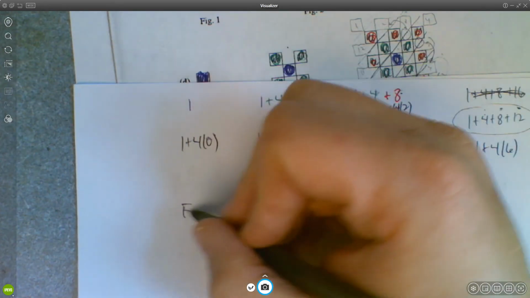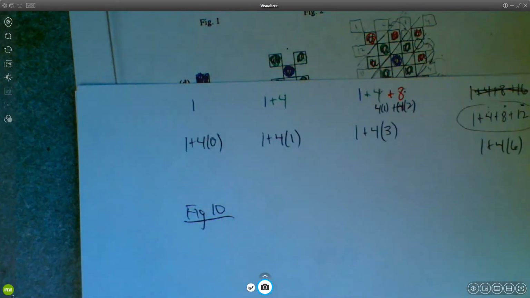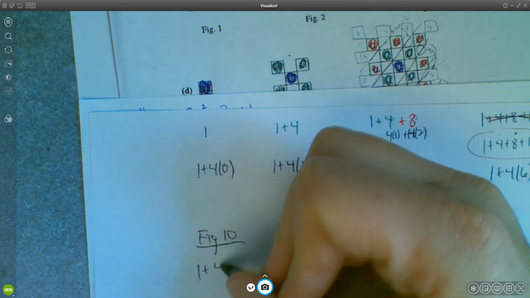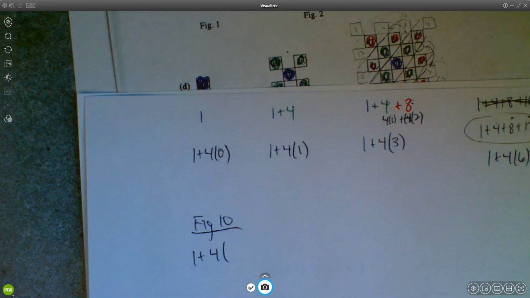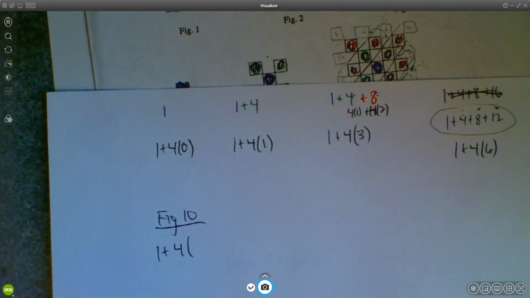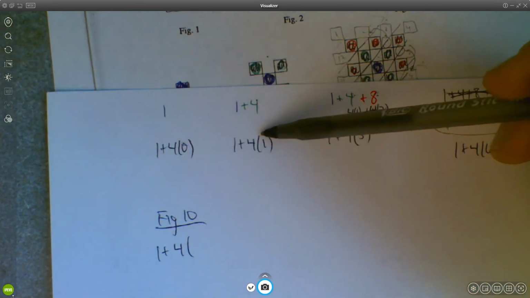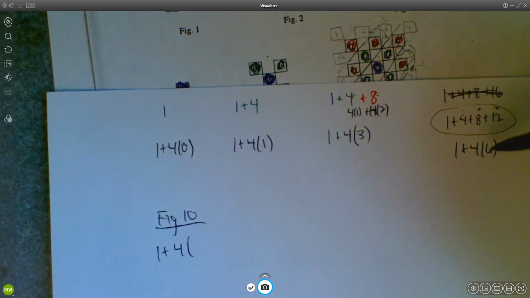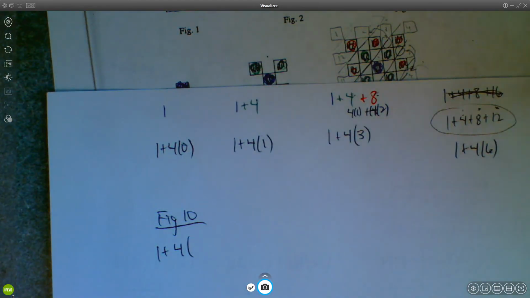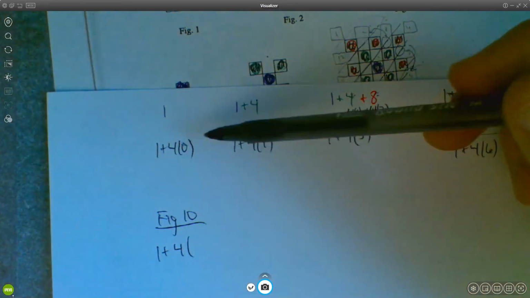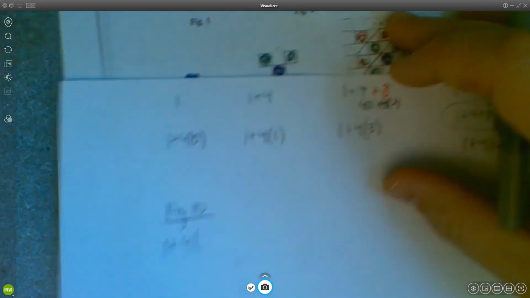So I wonder if we could just extrapolate and figure out what figure 10 is. Definitely a 1 plus 4 times something, but what's the pattern? It's going like 0, 1, 3, 6. I don't know. It increased by 1, and then it increased by 2, and then it increased by 3. So what is it by the time we get to figure 10? Goodness, that's difficult, relating this back to the figure number somehow.